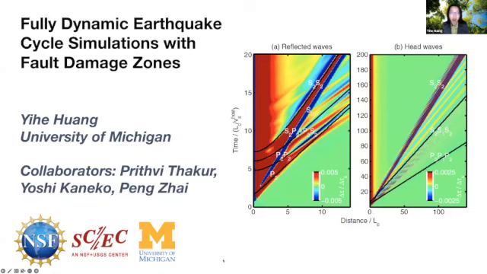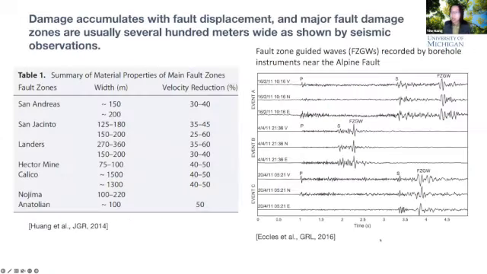Today I'm going to talk about this fully dynamic earthquake cycle simulation with fault damage zones. This is in collaboration with Prithvi Thakur, my previous graduate student, Yihe Kaniko, who is now a faculty in Kyoto, and also Peng Zhai, who is a new student in my group this year. And I think Ahmad and Esteban have already given great introductions about the near fault damage.